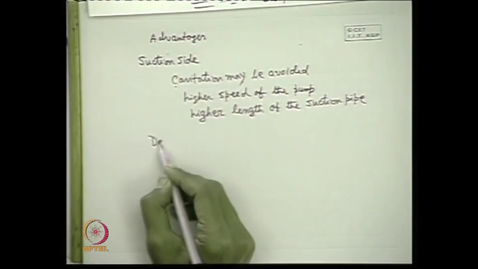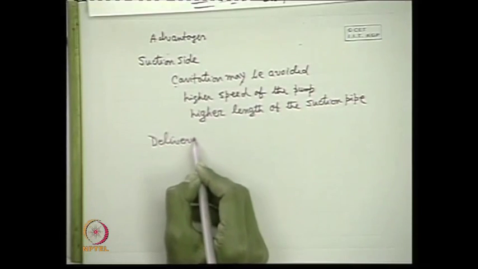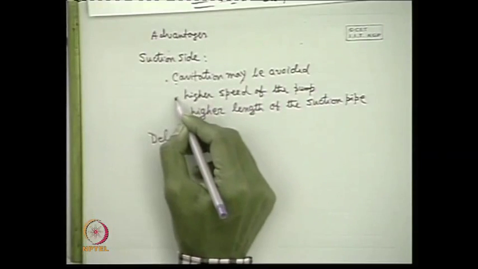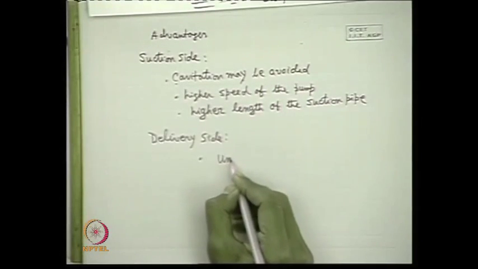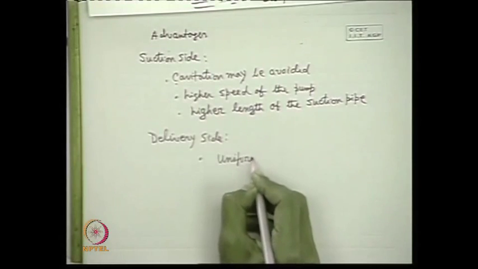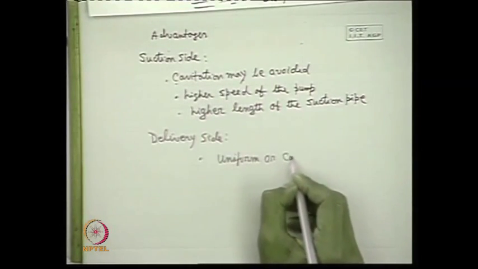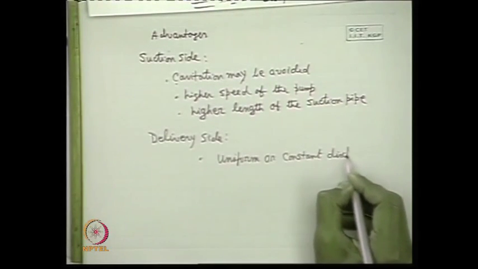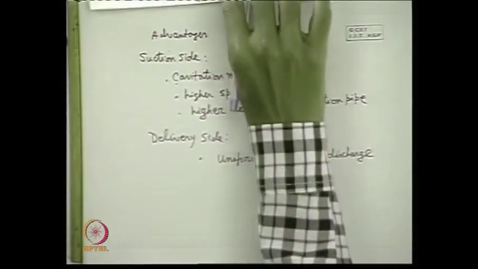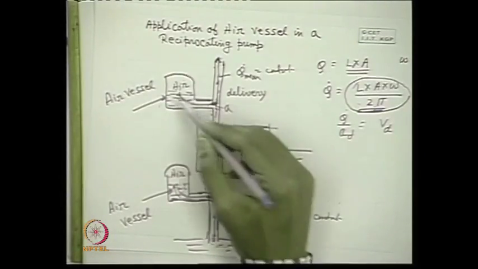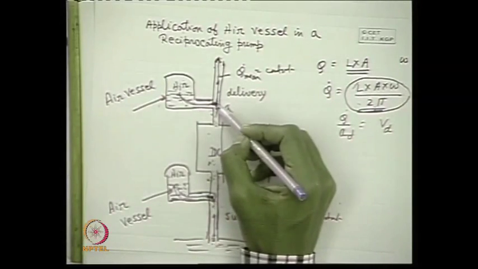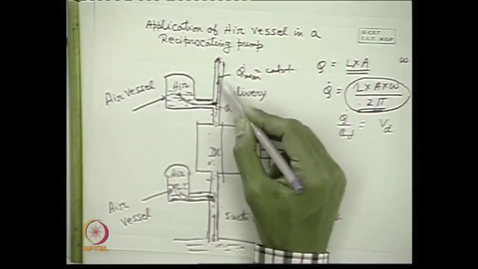Similarly, in the delivery side, what advantage do we get? Delivery side, the first advantage is what? Uniform or constant discharge, almost uniform or constant discharge. Because whatever is the variation of discharge in this part of the pipe, it is smoothened out by the flow of water in either direction from air vessel to delivery pipe or delivery pipe to air vessel to make the flow in the latter part to be almost constant.